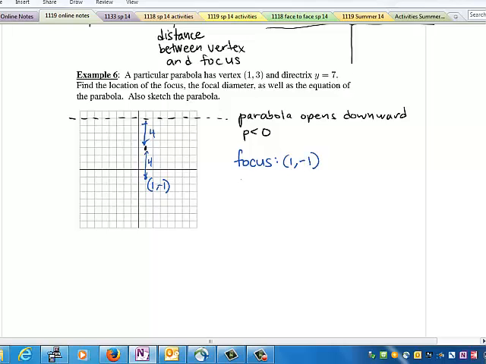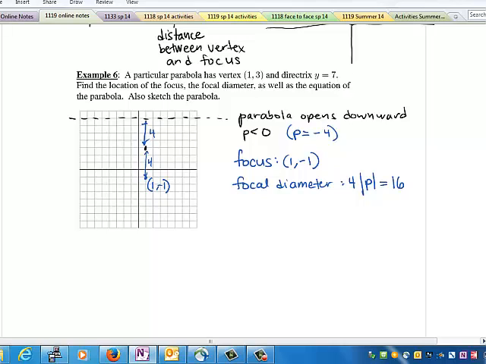The focal diameter is always 4p, or 4 times the absolute value of p. In this case, that's going to be 16. Could follow up here that p is actually going to be negative 4.